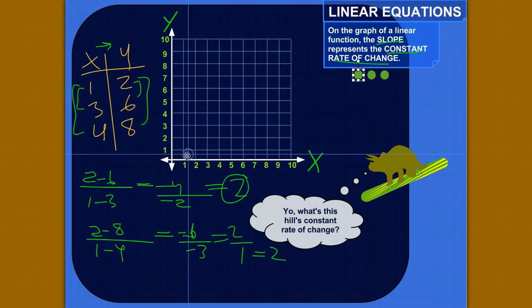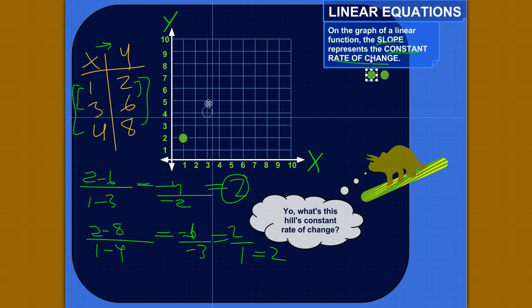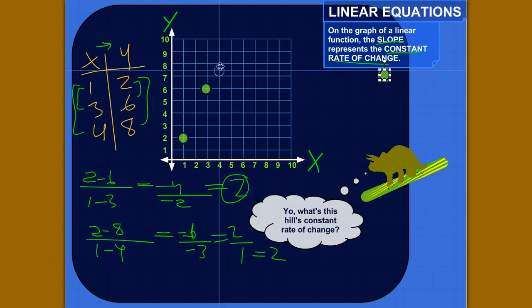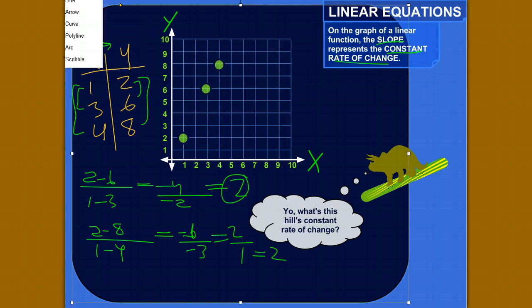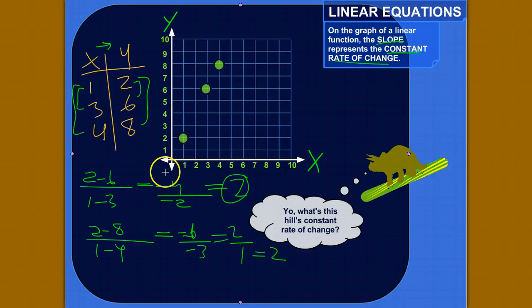And if we plot these points on our graph, I'll show you what this is. So x is 1, y is 2, x is 3, y is 6, and then we've got 4, 8 is our last ordered pair. And then we could connect those with a line. Let's see if I can connect them all.